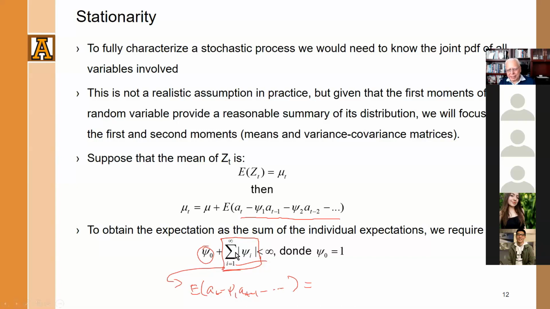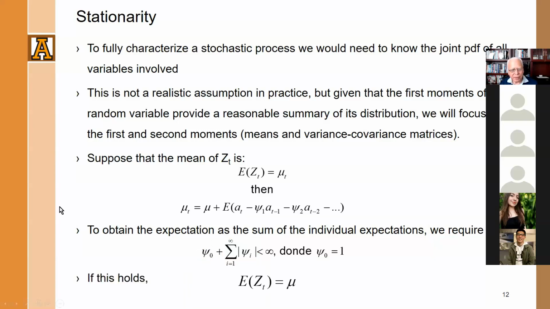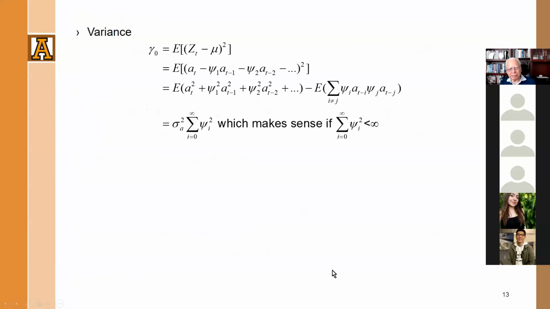So if this happens, then the mean of the process is a value that doesn't depend on time. Because then mu_t is equal to mu, which doesn't depend on time. So if this holds, the expected value of Z_t is mu, a constant that does not depend on time.